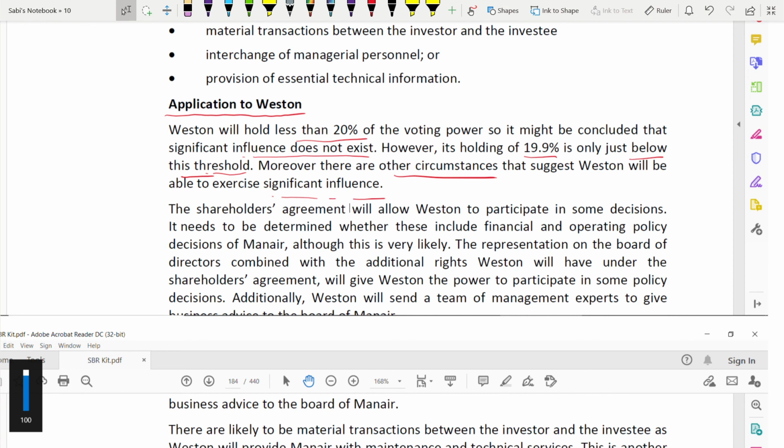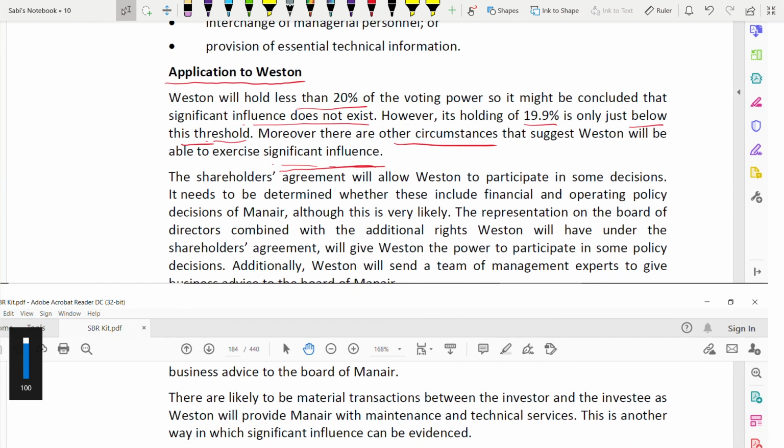See, just by looking at one factor, don't say it's not an associate. So they are correct. We are very quick to say, okay, less than 20%, not an associate, so they are correct. You should look at other factors also. Other circumstances need to be seen sometimes. Okay. The other factors are given in different paragraphs.